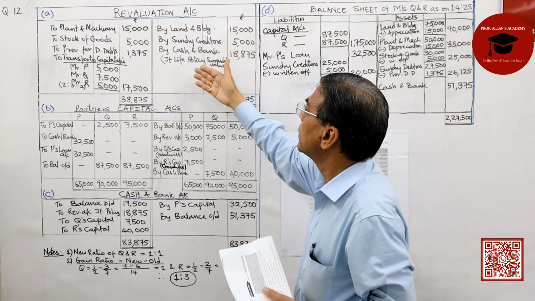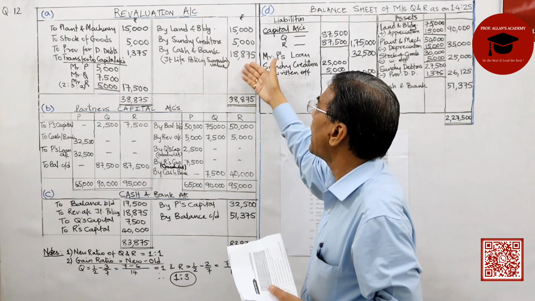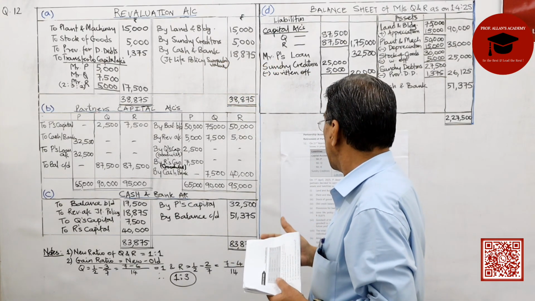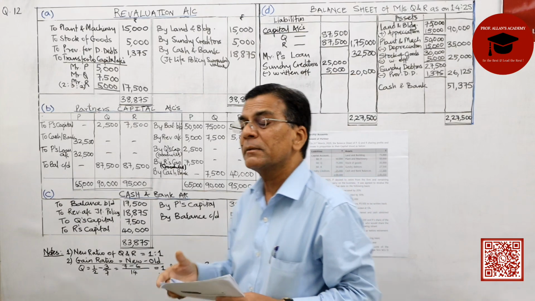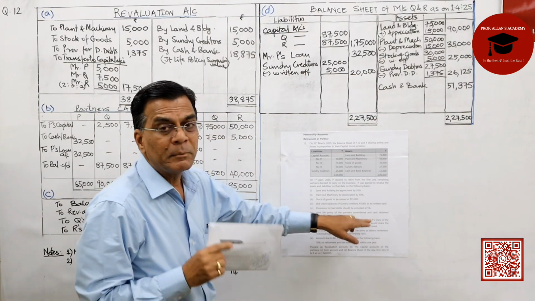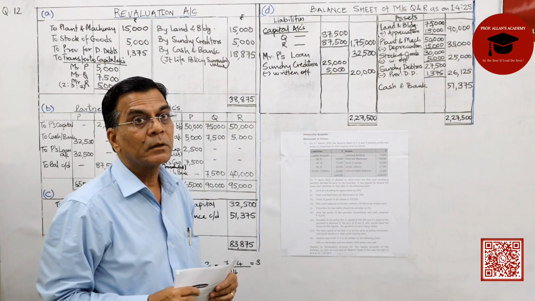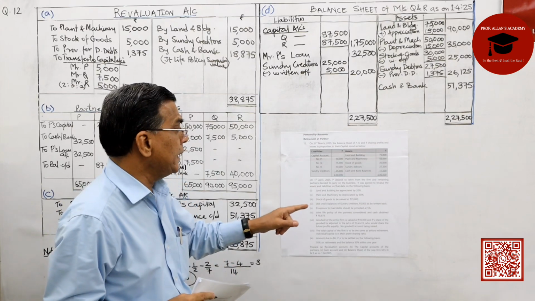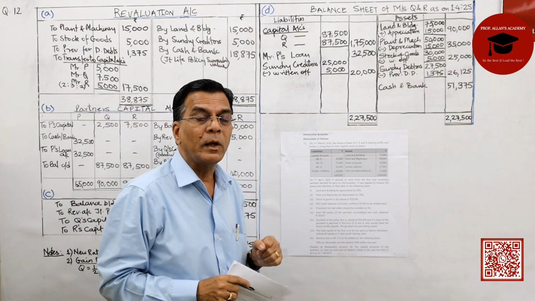Therefore, by cash bank, joint life policy, that is surrender value, 18,875. Next item that we come to is goodwill. Goodwill of the firm is to be taken at 35,000. Now mind you, P is going to get his share of goodwill.